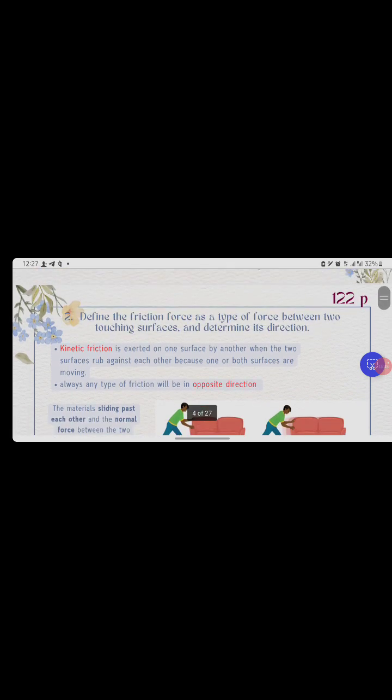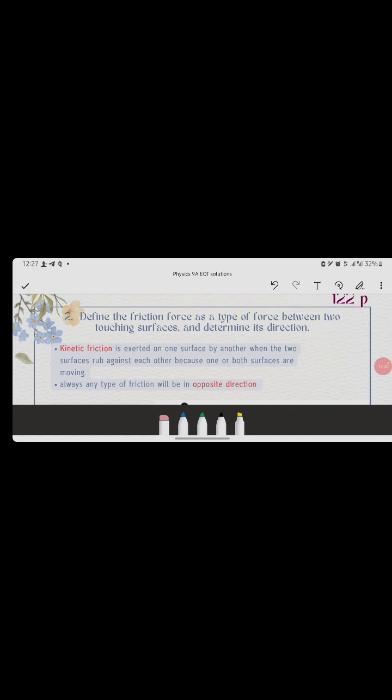The next question is, define the friction force as a type of force between two touching surfaces and determine its direction. They are asking to define the friction force. So if I ask you what is friction force? Friction force is something which always acts opposite to the applied force direction. Yes. So here they have explained about kinetic friction.